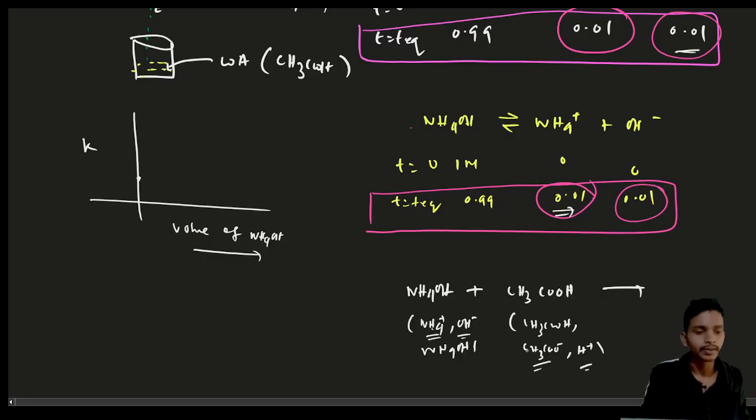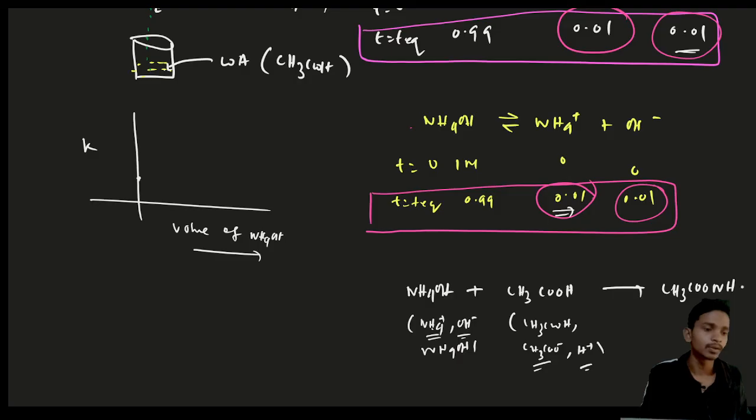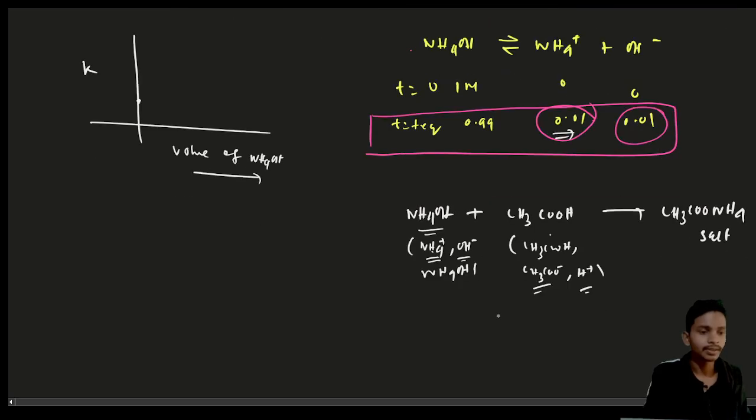So NH4+ will react with CH3COO-, forming CH3COONH4 plus water. Since this is a weak acid and this is a weak base, but this is a salt, the salt has more ionization than the weak acid and weak base. So this is more ionized. Whatever is coming, this is more ionized, let's say CH3.